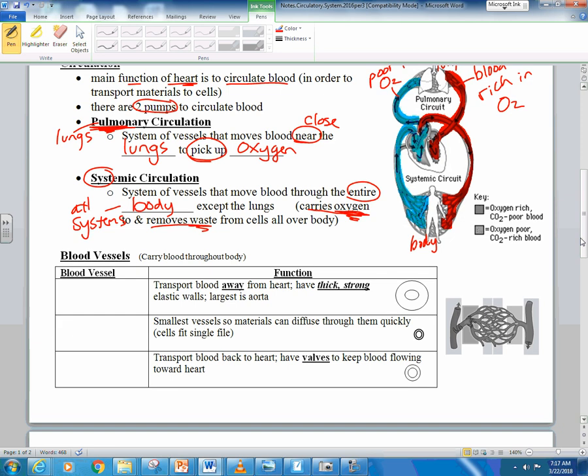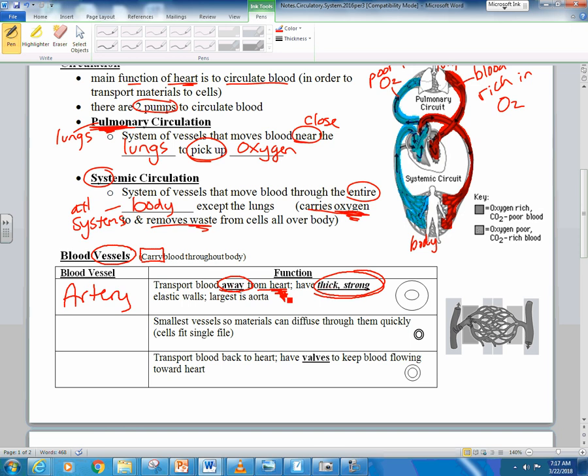Next, we have different kinds of blood vessels, and these vessels have the job of carrying the blood throughout the body. And there are three major categories that you need to know. First, the blood is carried away from the heart in these very thick, strong vessels. They're called arteries. These have to be very thick and strong because the blood, immediately when it leaves the heart, is moving very quickly. So these arteries have to be very strong.